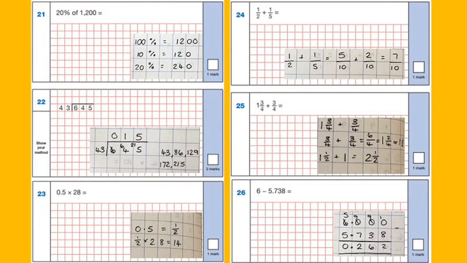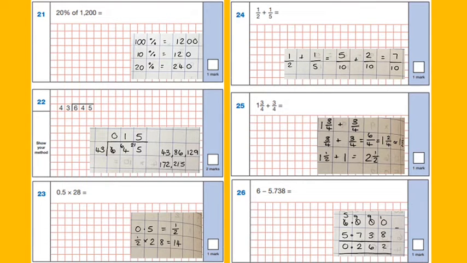Number 25, I've got 1 3/4 add 3/4. Now there are a couple of different ways you could do this. Some people might turn the 1 3/4 into an improper fraction, which would work. Or you could just remove the whole digit for a second, the 1, add 3/4 together, which is going to give you 1.5, and then bring back the 1 from earlier on that you've got rid of to give you 2.5, which you can see from the method at the side.